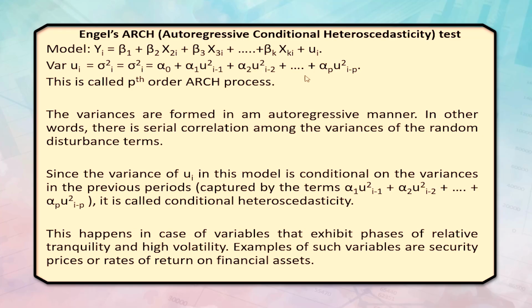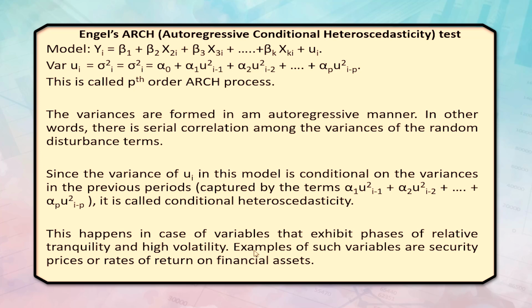So, autoregressive conditional heteroskedasticity is a kind of interplay between heteroskedasticity and autocorrelation. There is heteroskedasticity, and the nature of the heteroskedasticity is such that we have autocorrelation among the variances. So, that is a nice feature. We call it ARCH, AR for autoregressive, CH for conditional heteroskedasticity. That is called the pth order ARCH process. So, by now you would have guessed the steps.